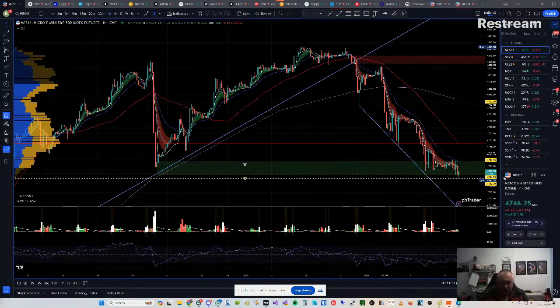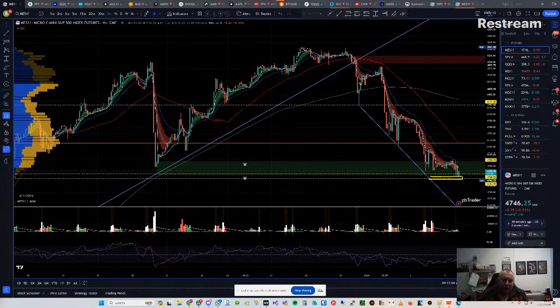I did take a quick scalp earlier. I took the bounce off the bottom of my demand zone and just rode it up to the VWAP. Just a very small amount, very small size. But what I'm really watching for is this either to break.